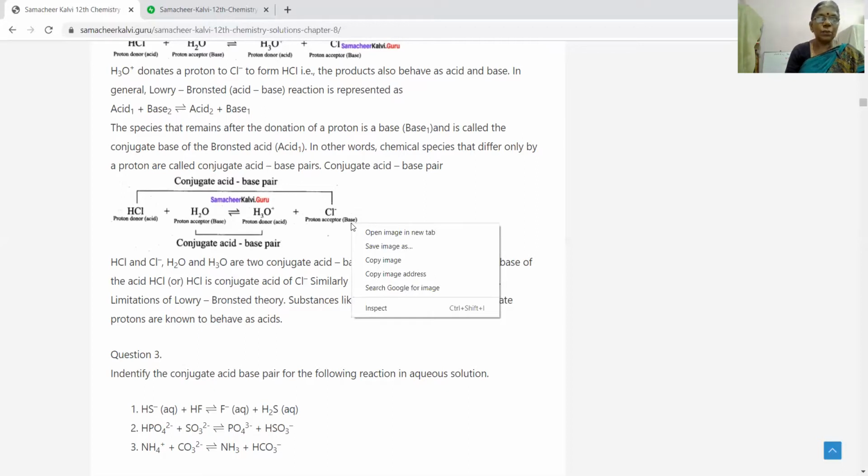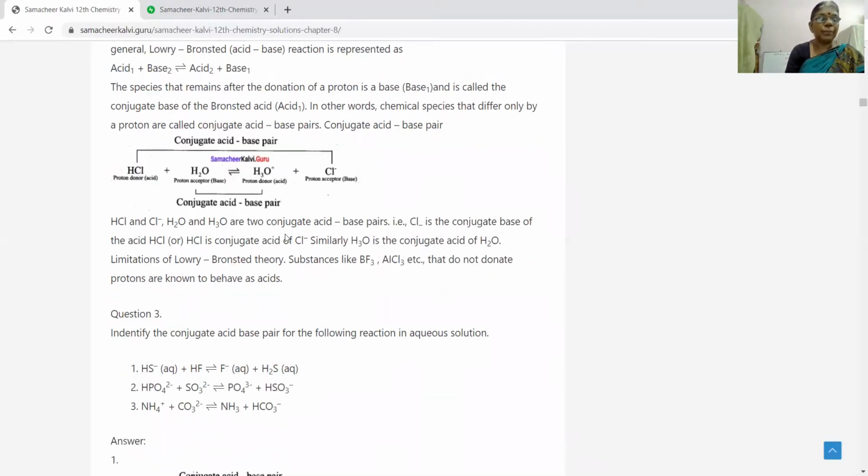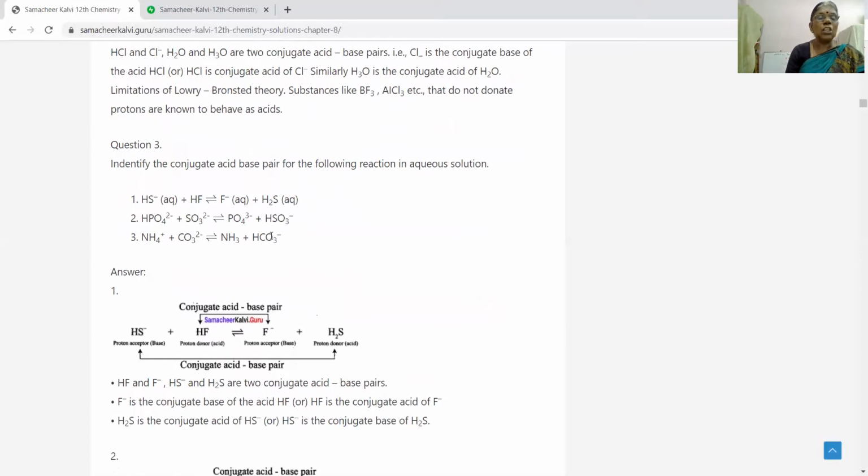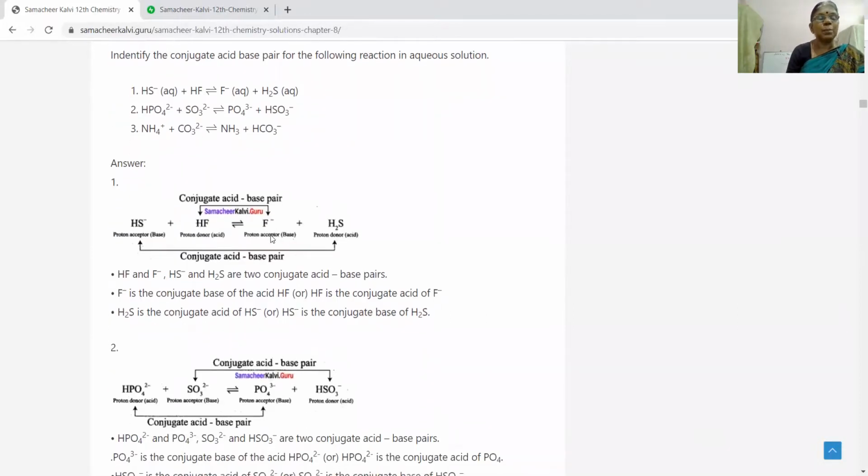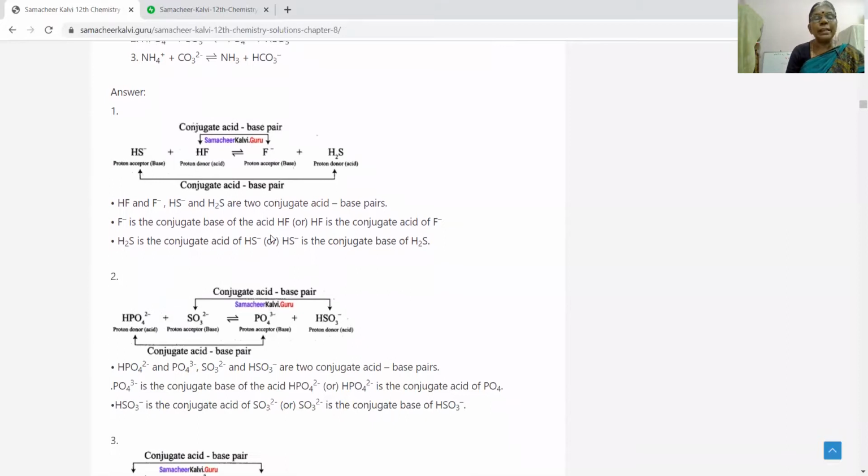Okay. Next one, question number 3. That is, identify the conjugate acid and base pair for the following reaction. Here 3 reactions are given. HS- + HF gives fluoride ion and H2S. Those answers are HS- + HF gives F- and H2S.